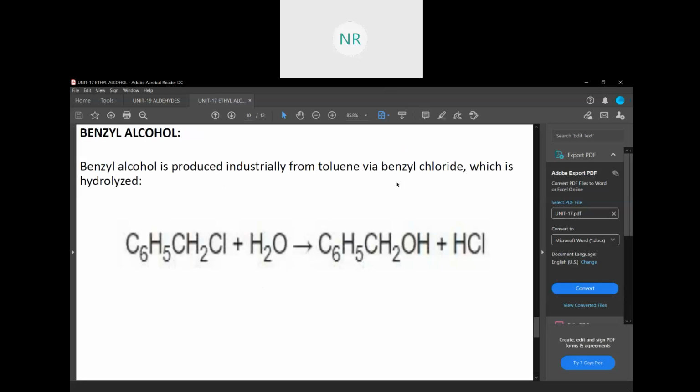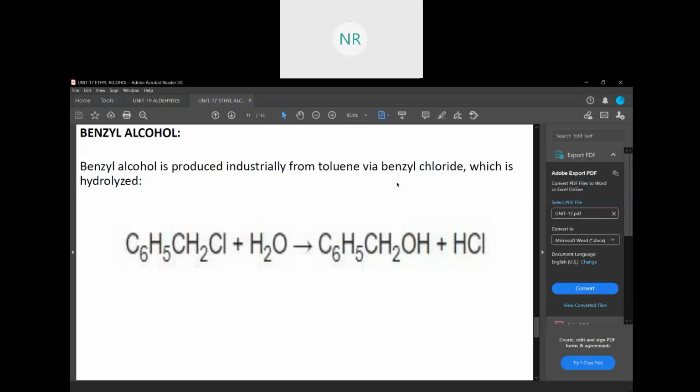So next is benzyl alcohol. Okay, so benzyl alcohol, I have already told you alcohol is OH. Okay, alcohol group is OH and benzyl means it has a benzene ring, that is C6H5 ring. Okay, so the formula for benzyl alcohol is C6H5CH2OH. That is your formula for benzyl alcohol.